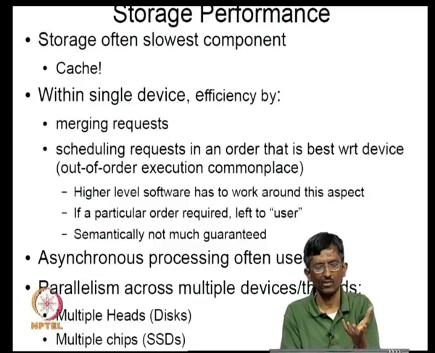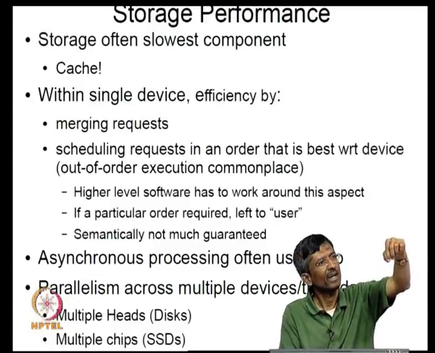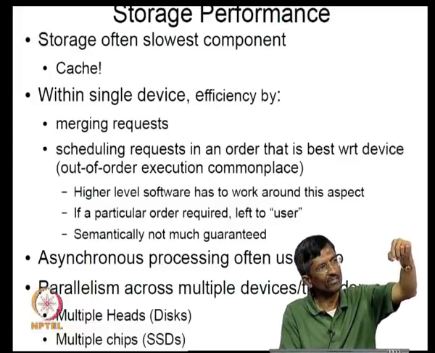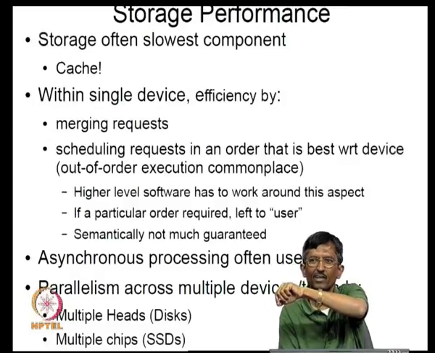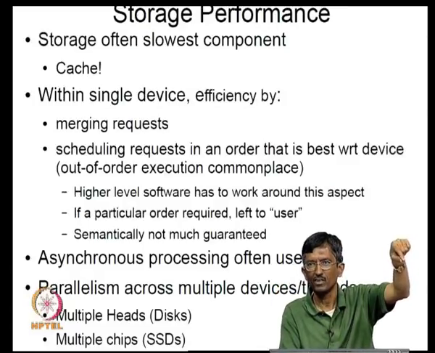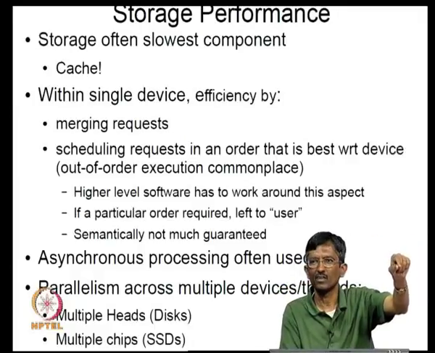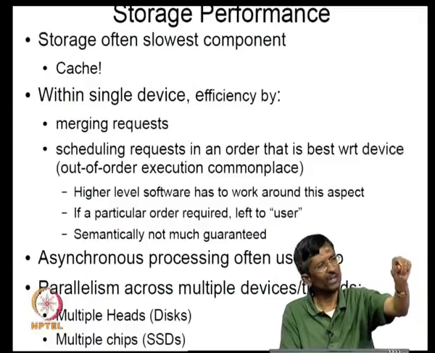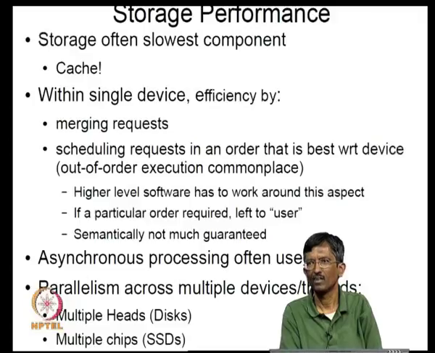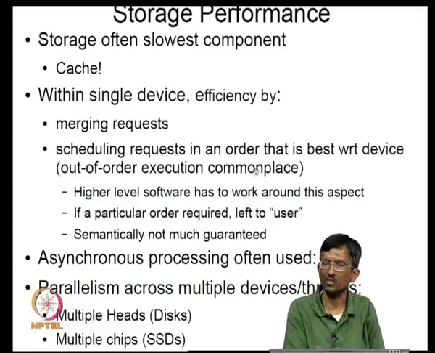A good example is on a disk. If there is a piece of data here and nearby there is a piece of data here, my request requires this data plus this data, but another request has come only for this one, which is near the previous request. So should I serve this one, go for a seek and come back here, or should I serve this one and immediately do that one, even though it came later? That is where out of order execution comes in.